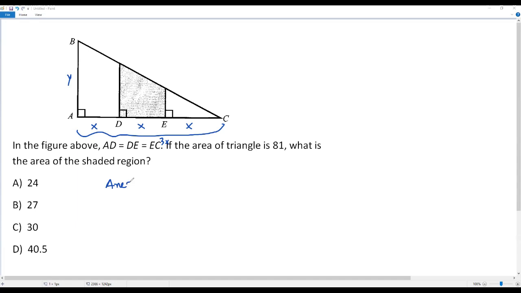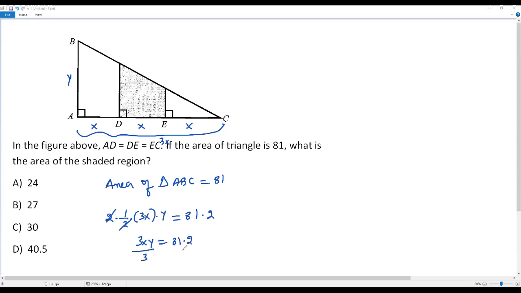Let me write the stuff over here. Area of triangle ABC is 81, and the formula to get the area of a triangle is 1/2 times base times height. Here the base is 3X and the height is Y, which is equal to 81. Okay, now let me multiply both sides of this equation by 2 to get rid of the denominator 2 over here. This 2 will cancel out. Then I'm getting 3 times X times Y equals 81 times 2.